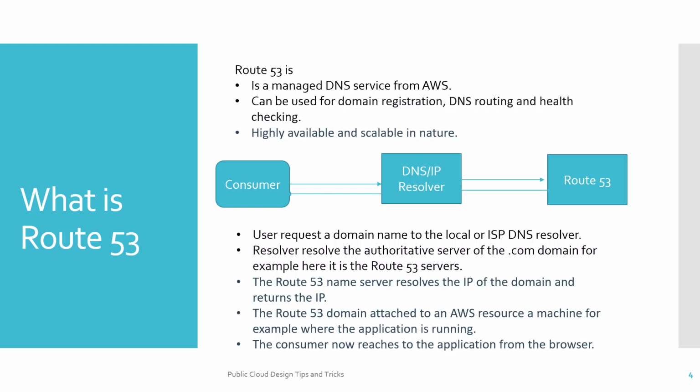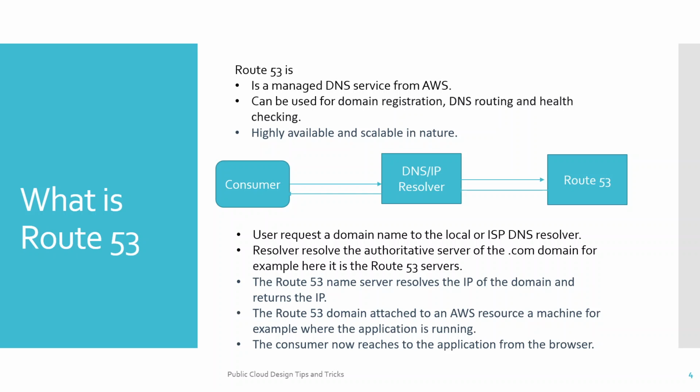A simple example: let's say a consumer is trying to access a web application with the domain name www.abc.com, which is sitting in AWS. The first step is the user requests the domain name from the local or ISP DNS resolver. Now the resolver finds the authoritative server for this particular domain, www.abc.com, and in this case the authoritative server is Route 53. Now the Route 53 name server in turn resolves the IP of the domain and returns the IP to the resolver.